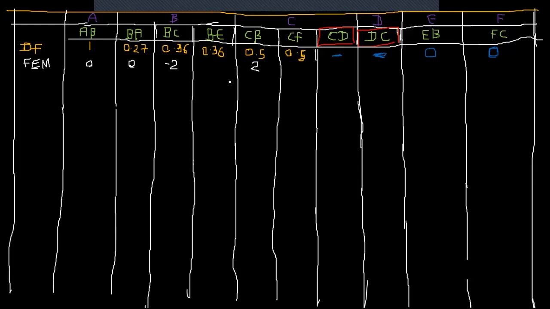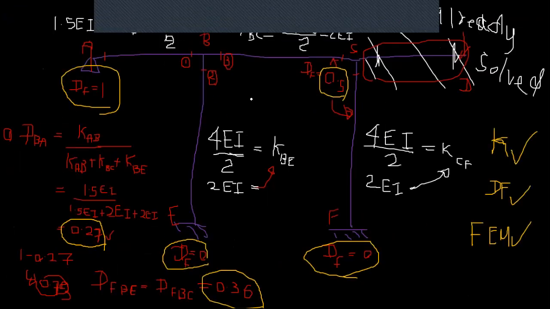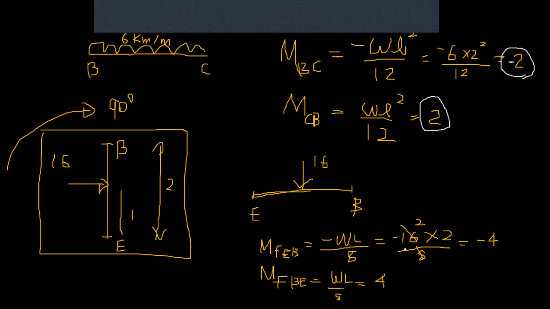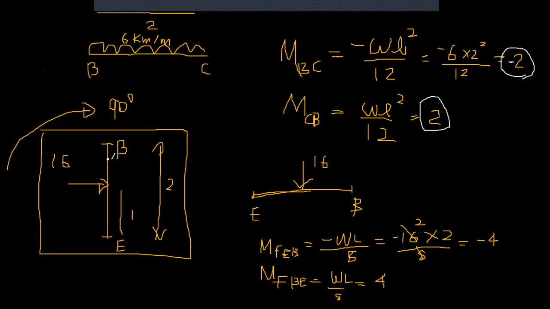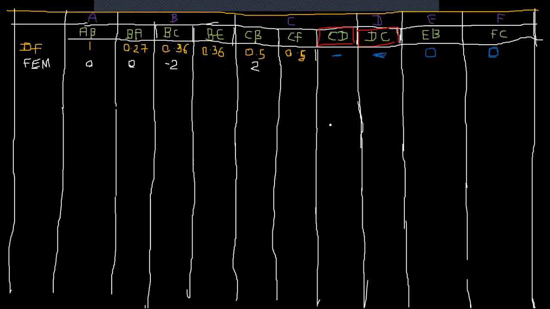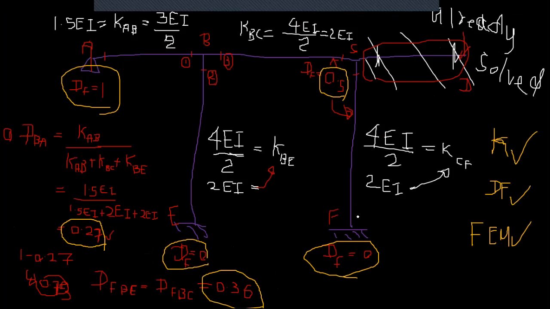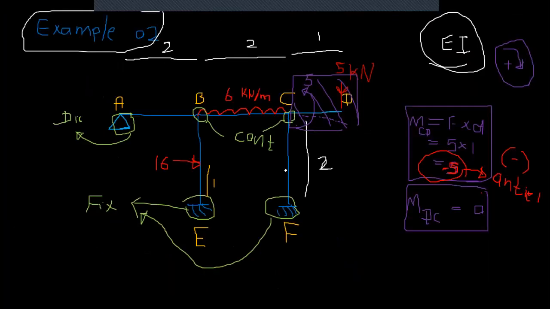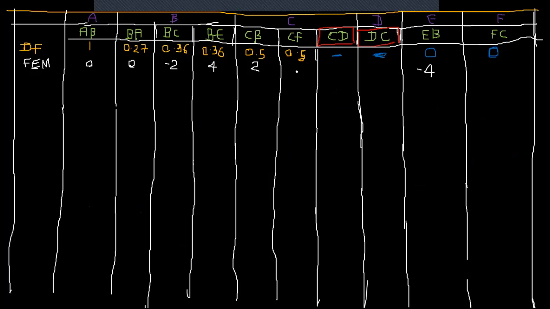So I have here BE. What's the fixed moment BE? It's 4, right? So that's clockwise. Here EB is anti-clockwise, so -4, and BE is 4. EB anti-clockwise -4, right? CF and FC, you don't have any loading, so that's basically 0.